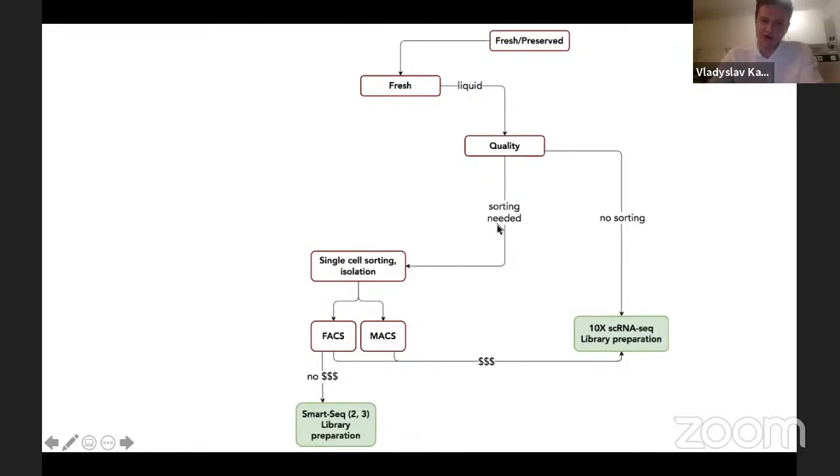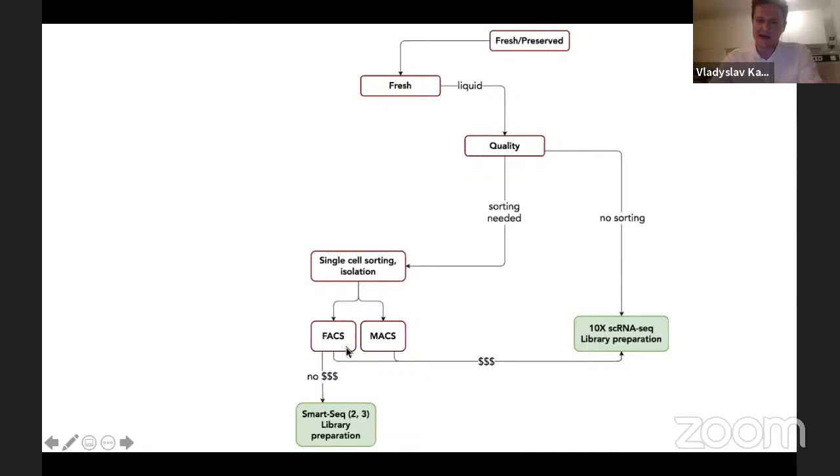If you need sorting, you may think about FEX or, for example, MUX. I saw a question in the chat, where some people are asking which is more accurate, FEX or MUX. That's a very good question. As you may know, all of these techniques like FEX work with microfluidics and cell strainers and so on. So when you're working with FEX, you are putting your cells through a very high amount of stress that can, of course, affect your analysis afterwards.